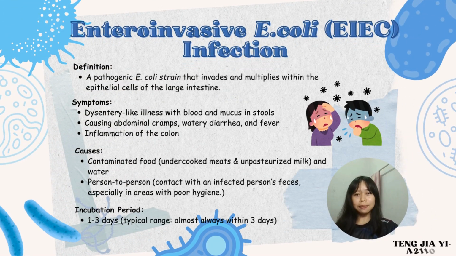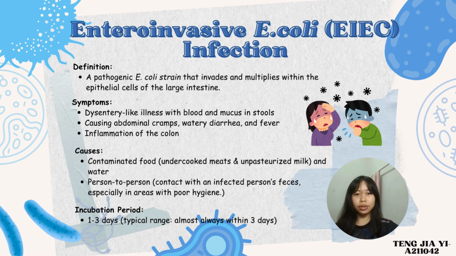Next, I will explain enteroinvasive E. coli or EIEC infection. EIEC is a pathogenic strain of E. coli that invades and multiplies within the epithelial cells of the large intestine. It causes a disease very similar to shigellosis or dysentery because EIEC uses a similar mechanism to invade and destroy the intestinal cells.